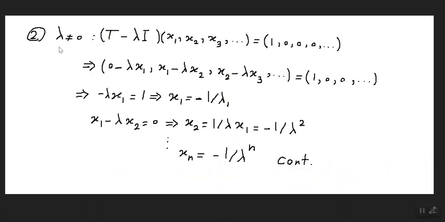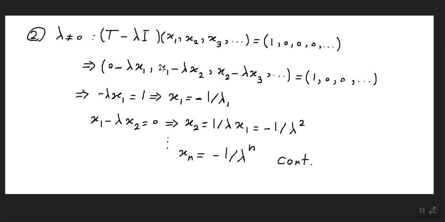Now, suppose that lambda is non-zero. Again, we are claiming that T minus lambda is onto, right? So if I take this element in L2, there is this element in L2 which is mapped to this. Again, see what happens. If we calculate the left hand side, it is easy. You get 0 minus lambda x1, x1 minus lambda x2, x2 minus lambda x3, and so on. And the right hand side is 1, 0, 0, 0, and so on.